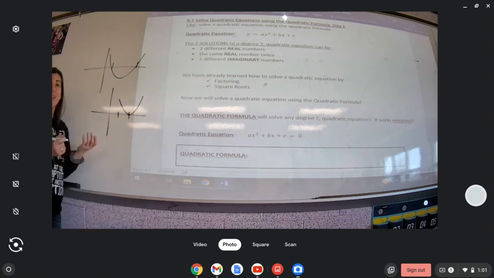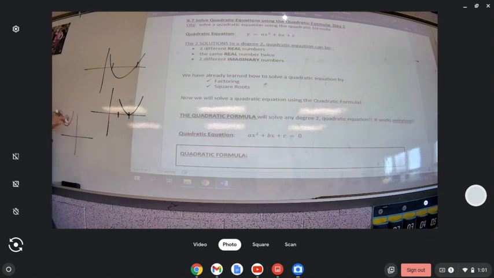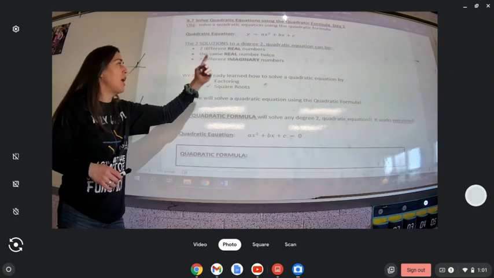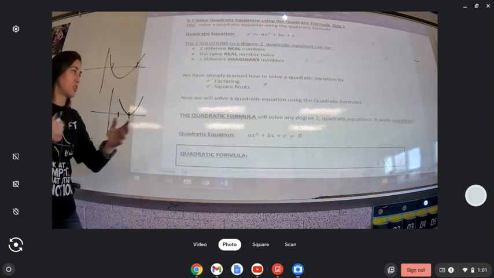Or now we know you might get two imaginary answers to a quadratic equation. And that just means that the parabola is either entirely above the x-axis or entirely below. It doesn't have any real x-intercepts. But those are the kinds of answers we can get. Two reals, the same answer twice, or two different imaginary numbers.